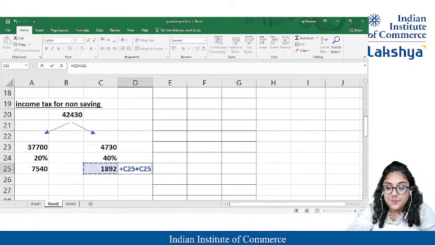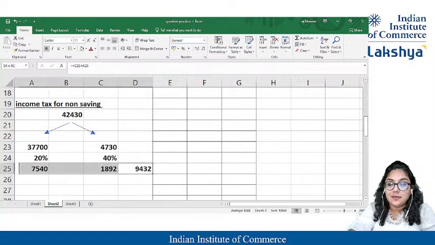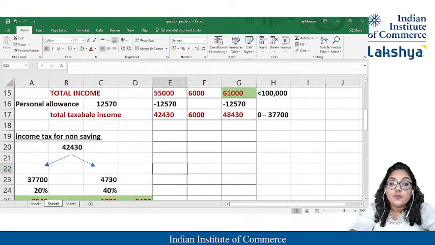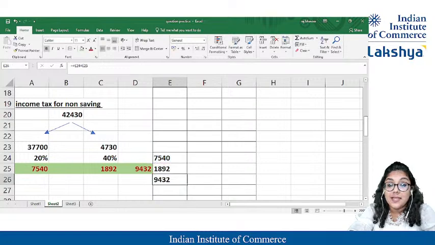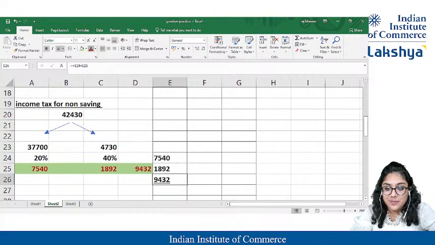Cool, easy. Is it fine? Are we getting this tax for my non-savings? Did we get 7540? I'll write it over here, the taxes 7540 and 1892. So this is the tax which I got for my non-savings. Cool.